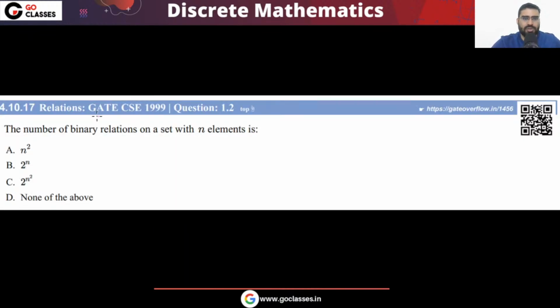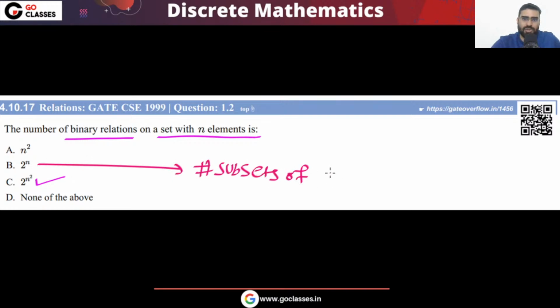This is another GATE question, GATE 1999. How many binary relations are there on a set with n elements? So the answer will be 2 power n square, which we have already seen. Very easily, what is this? This is the number of subsets of A.